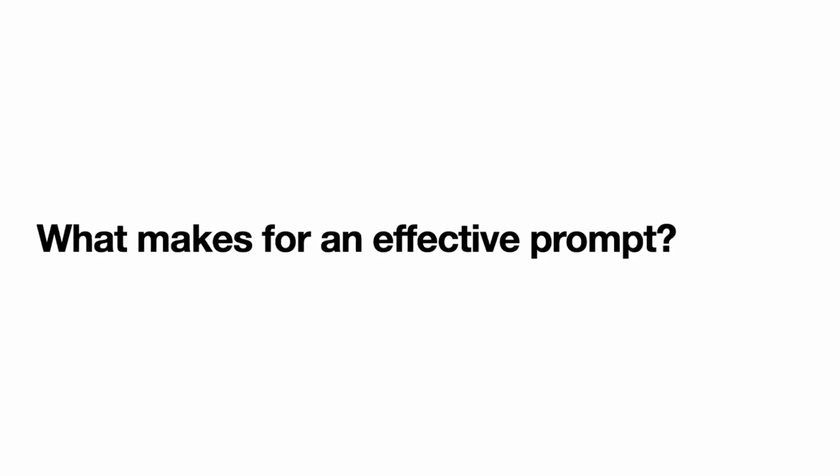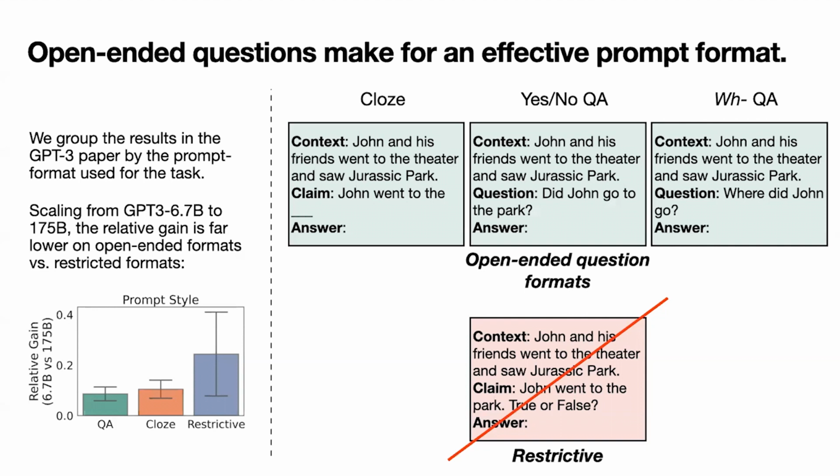First off, what makes for an effective prompt? To study this question, we start by taking standard prompt formats categorized in OpenAI's foundational GPT-3 paper. We find prompts that encourage open-ended answers, such as the prompt, "Where did John go?" to be more effective than prompts that restrict the model output to specific tokens. For instance, the prompt, "John went to the park." Output the token true or false.